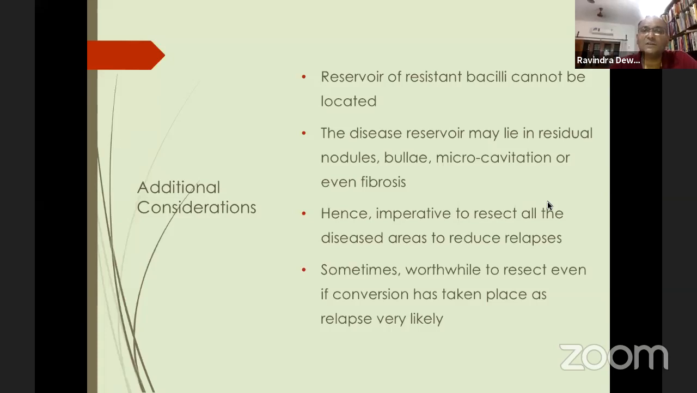Additional considerations are that the reservoir of resistant bacteria cannot be located. They may lie in residual nodules, bullae, microcavitation, or even fibrosis. So it is imperative to resect all the diseased areas to reduce relapses. Sometimes it is worthwhile to resect even if conversion has taken place, as relapse is very likely. That's why sometimes when we take up a patient for lobectomy, but we feel that there are sufficient nodules in the remaining other lobe also, it is better to go ahead with a pneumonectomy straight away rather than getting the patient to suffer relapse. And that is the kind of judgment which surgeons still have to make in tuberculosis on the operation table by palpation.